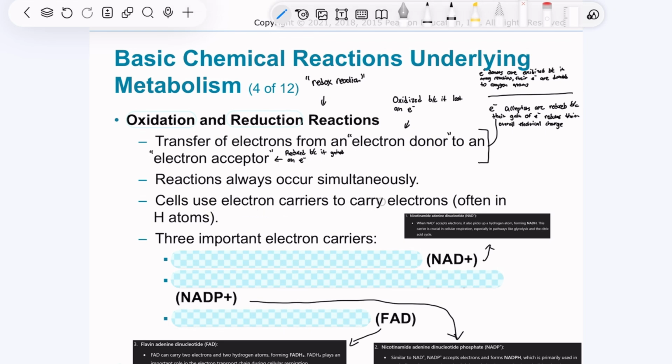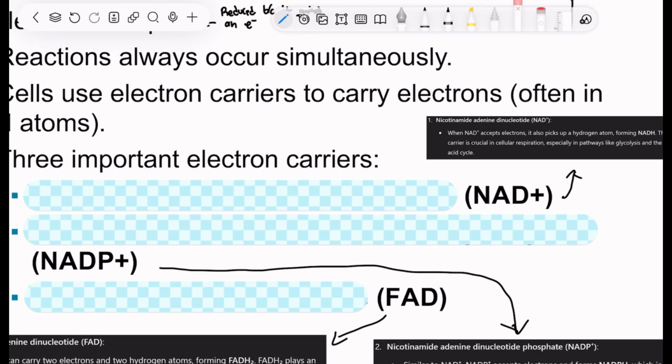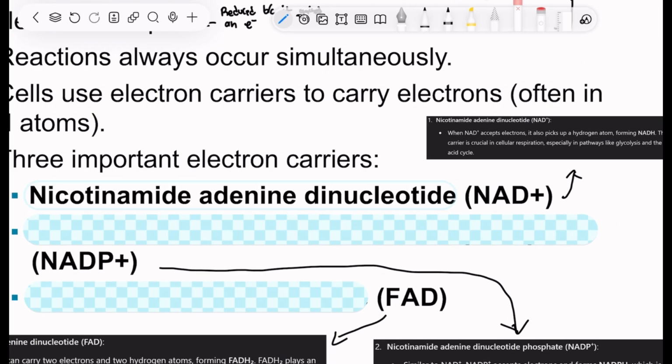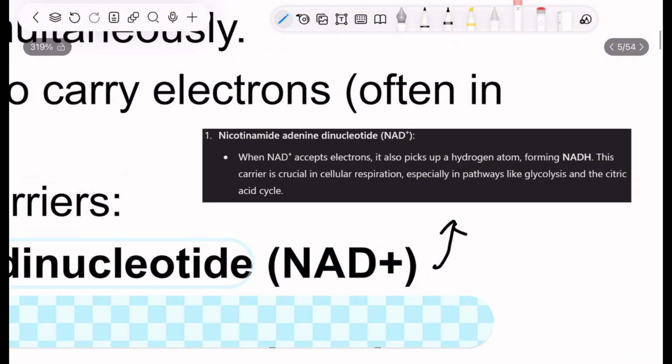Cells use electron carriers to carry electrons, often in hydrogen atoms. And there's three important electron carriers. We first have nicotinamide adenine dinucleotide, or NAD+. Now, when NAD+ accepts electrons, it also picks up a hydrogen atom, forming NADH. This carrier is crucial in cellular respiration, often in pathways like glycolysis and citric acid cycle, or the Krebs cycle.